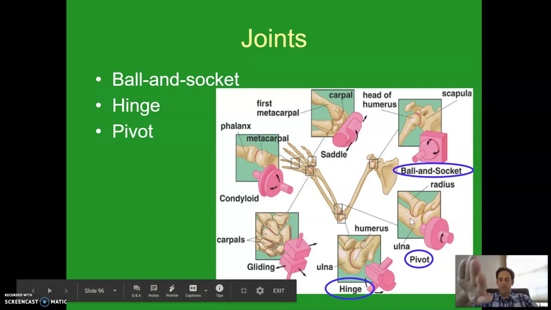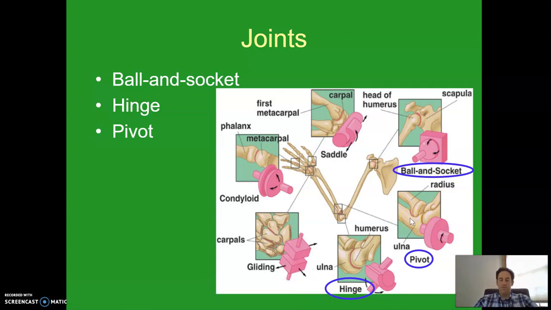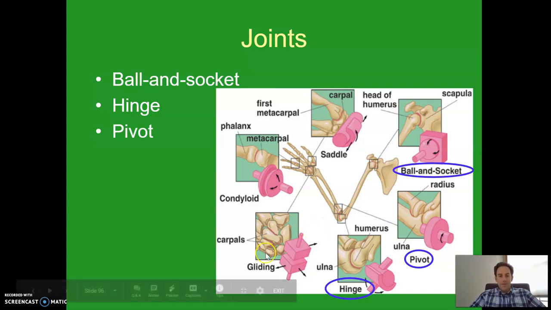It just kind of rolls over, so it pivots back and forth as you rotate your forearm, palm up, palm down. A hinge joint is basically just like your knee or your elbow. It kind of bends up, bends down, bends up, bends down. It's a hinge. And then you have a number of other types where your fingers and wrists come in.